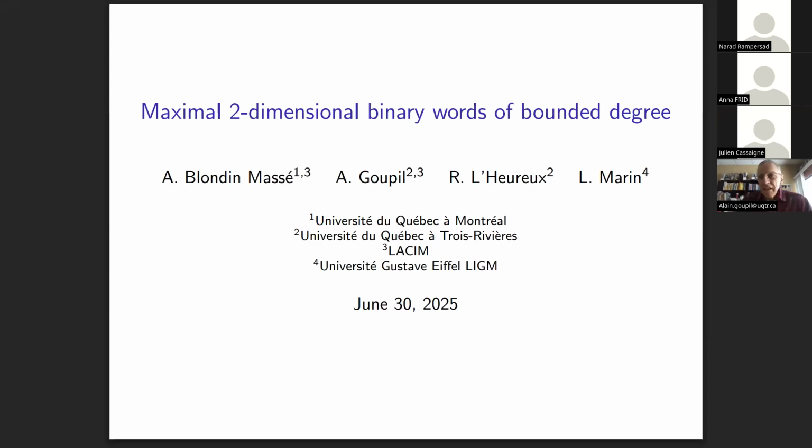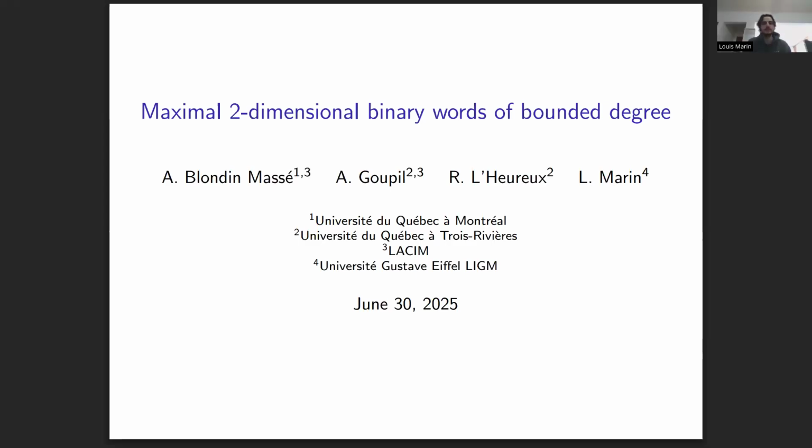So I'm going to talk to you about two-dimensional words. I don't know what everyone's familiarity with two-dimensional words is. Thankfully, for this project, you won't need that deep of an understanding of the very deep theory on two-dimensional words. We'll keep it at the basic level. We won't need that much heavy theory. And this work is joint work with Alexandre Londemassé, Alain Goupil, and Raphaël.